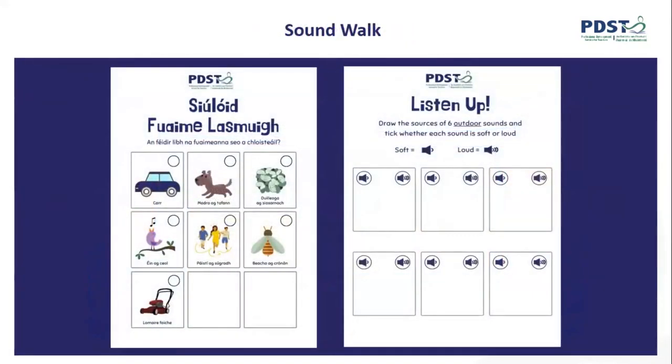We have highlighted 2 sound walk activities, which were featured in STEM Smaointe earlier in the year. The first, pictorial sound walk, challenges pupils to recognise and identify a variety of sounds in their environment. The sound walk on the right invites pupils to record the sounds they hear by drawing pictures of the source of the sound and then classifying the sounds as loud or soft.